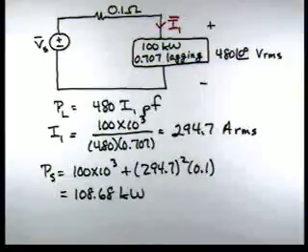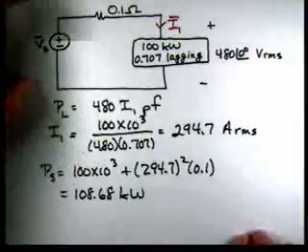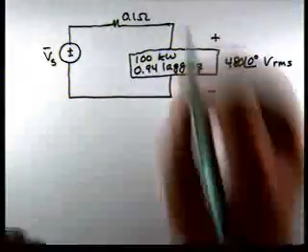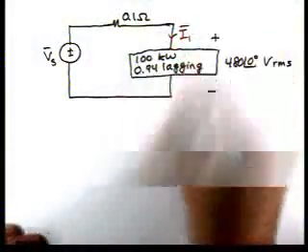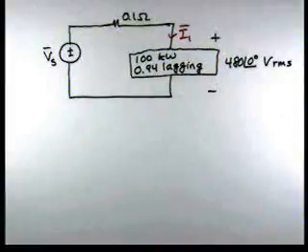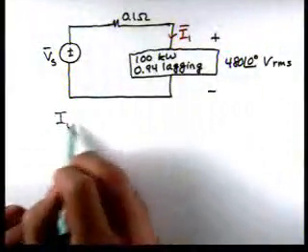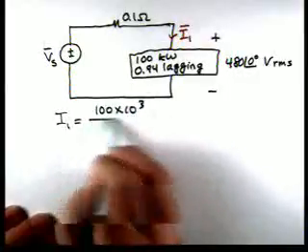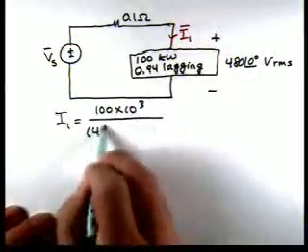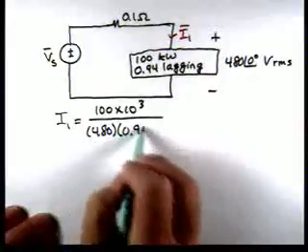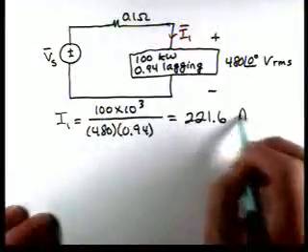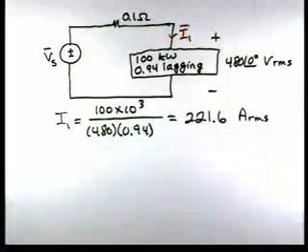Now let's go through and do the same calculations, but let's look at what happens if the load power factor were to be changed to 0.94. So here's our same situation. Again, we'll look at the current I1. Now I1 is 100 kilowatts divided by 480 times 0.94. So you can see now we have 221.6 amps RMS, a significant reduction in the current magnitude.